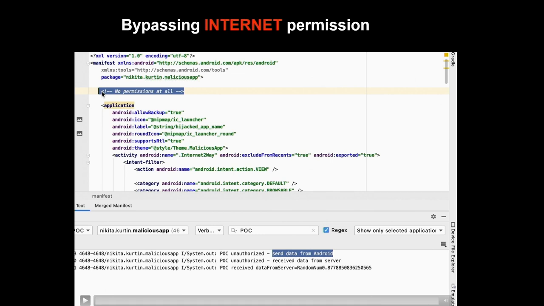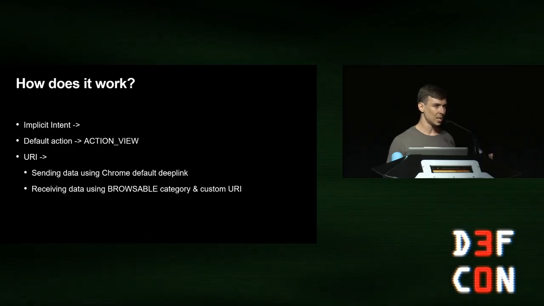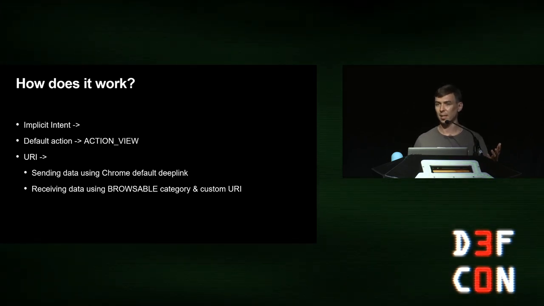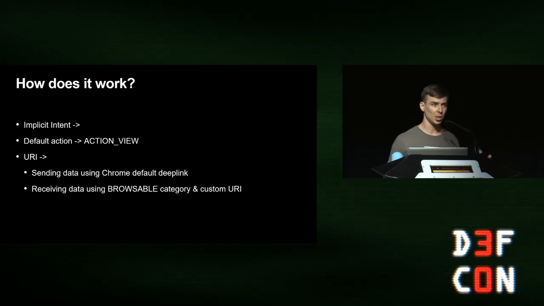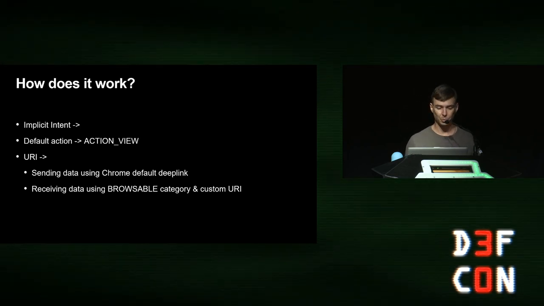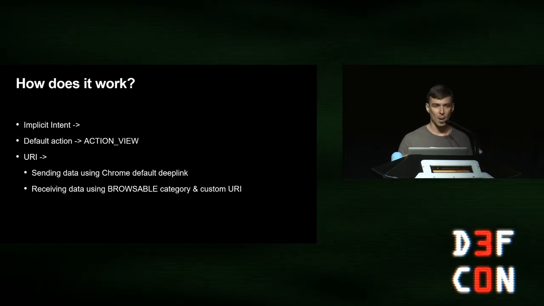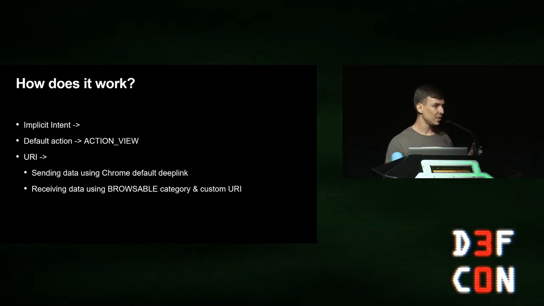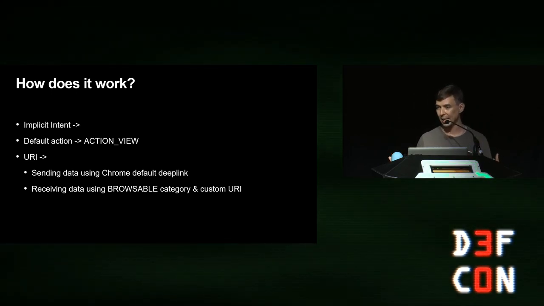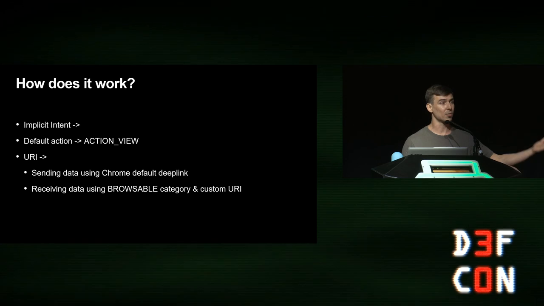Okay? So how did it work? I use an implicit intent, with the default action VIEW. And in Android, when you are creating an implicit intent with a default action, you basically give Android the ability to decide who is the receiving component. And how does it do it? It basically checks the URI. So I'm abusing this functionality, and I'm giving the URI of a default deep link format of Chrome browser, and I'm injecting the URL inside the URI, which basically triggered the browser to send the request for me.